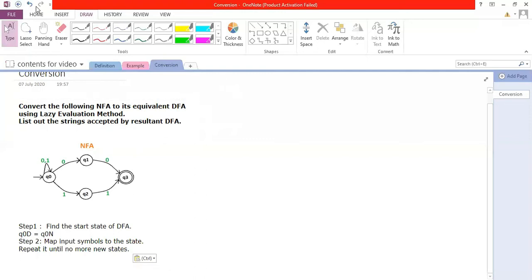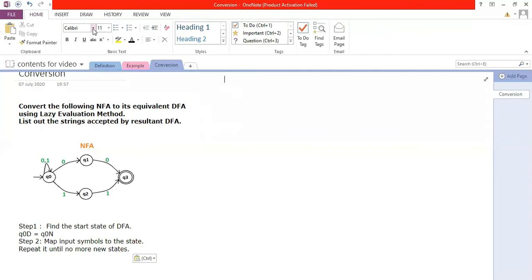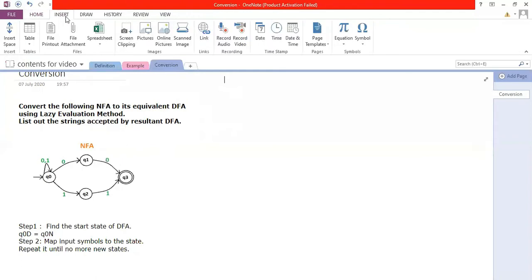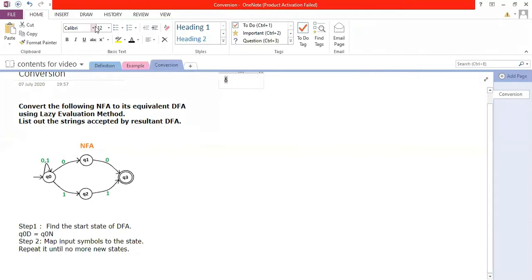How do I do this? It's pretty simple, pretty easy to manage. No need to get tense, just follow along. Step two focuses on mapping the transitions, which is what I'm trying to do here. I write delta D of Q0 with 0, that is the input symbol.